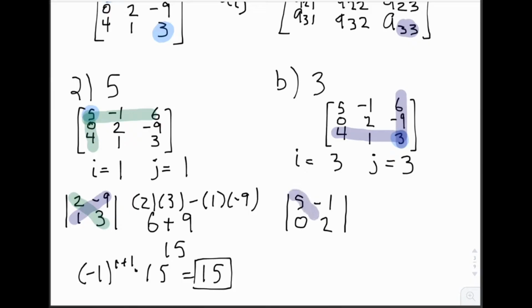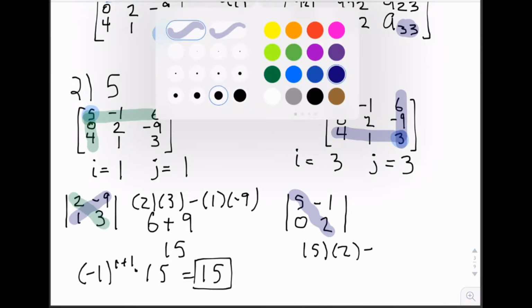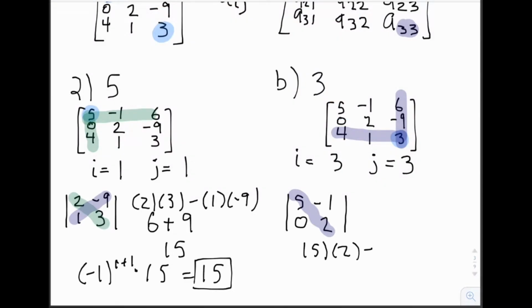So again, we're going to start with the downward direction. So this will be a 5 times a 2 minus, and then in this case, go in the upward direction. So in the upward direction, that's 0 times the -1. So 0 times -1, and that's just going to be 0. So in other words, we will have a 5 times 2, or a 10.